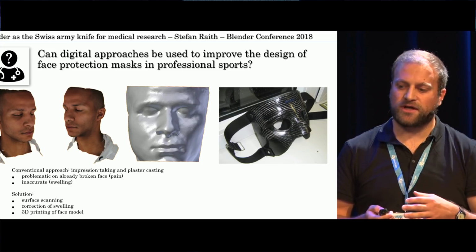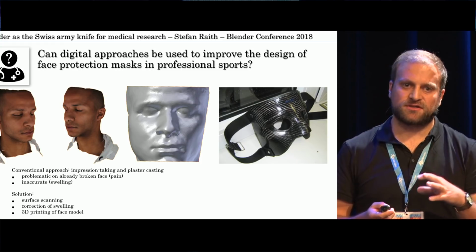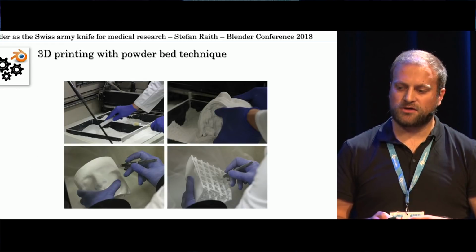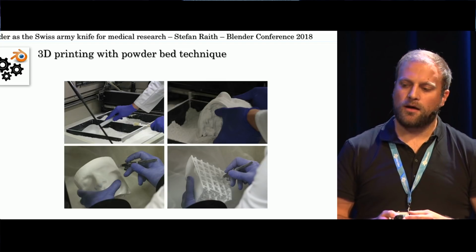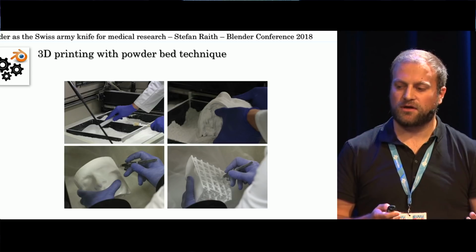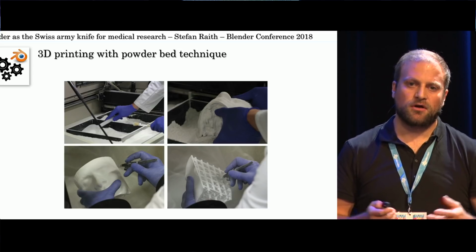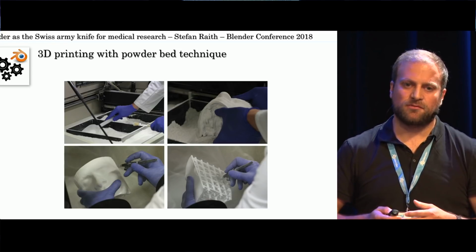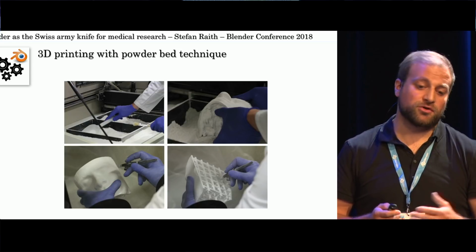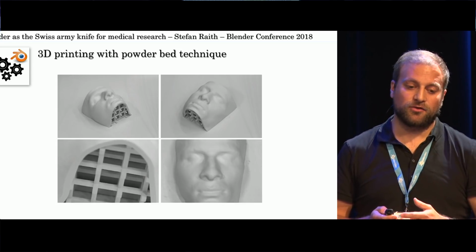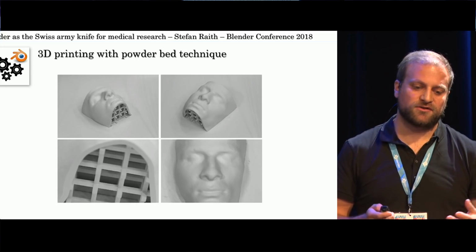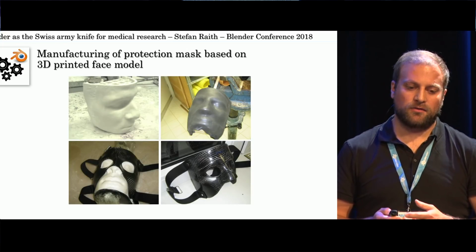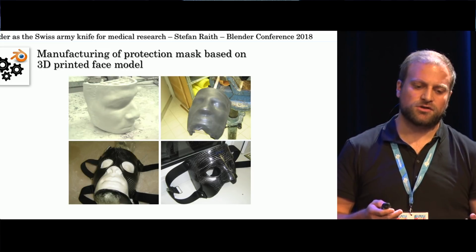And we use Blender here to post-process the surface scan and also to create a scaffold structure beneath to save some material in this powder bed technique and to speed up the printing process, which is, of course, a time-critical thing because the player needs to return to the pitch as soon as possible. And this is how the 3D printed template of his face looks like. And this is what the orthopedics technician did out of it.